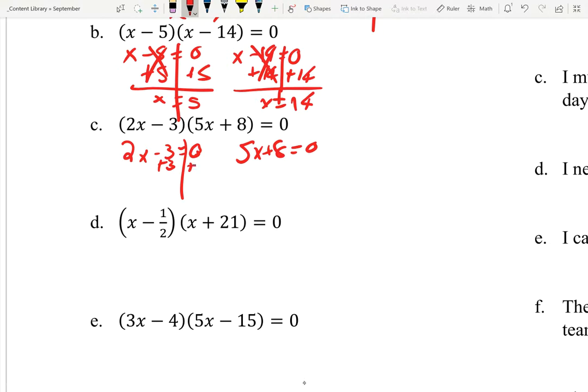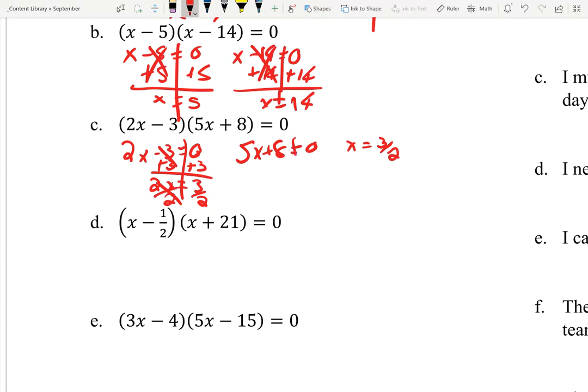Let's subtract 3 from both sides, which gives us 2x equals -3, and then because it's 2 times x, we divide by 2. And we have our solution. x is equal to -3/2. So that's the first one.